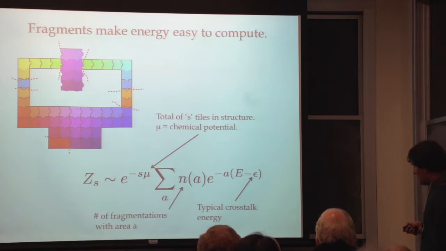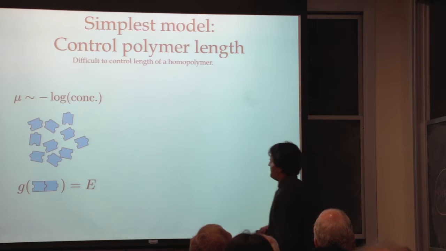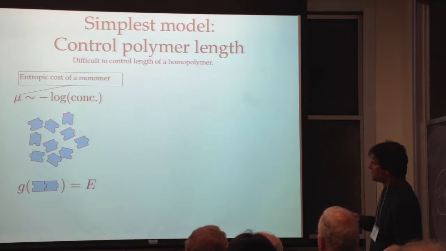And then this is the number of fragmentations with area A, or the number of contacts that you've broken. And so you basically have to compute these numbers. The simplest problem to think about, a classical problem in physics, is to imagine all the pieces are the same. It's well known that it's very, very hard to control the length of a polymer which is made out of pieces which are exactly the same.